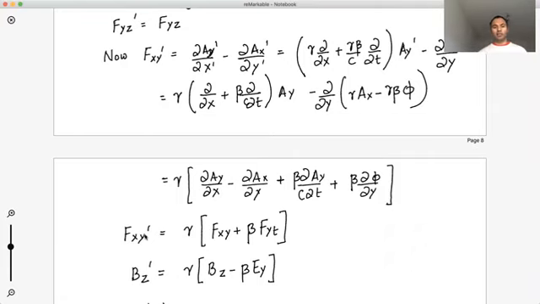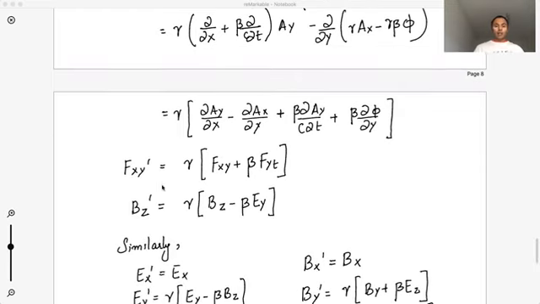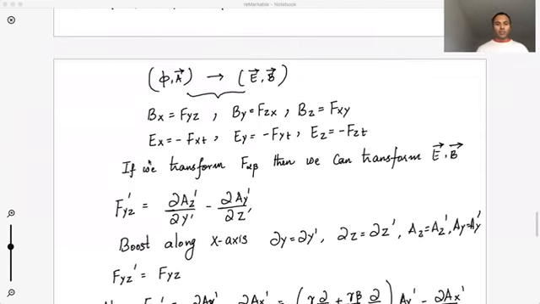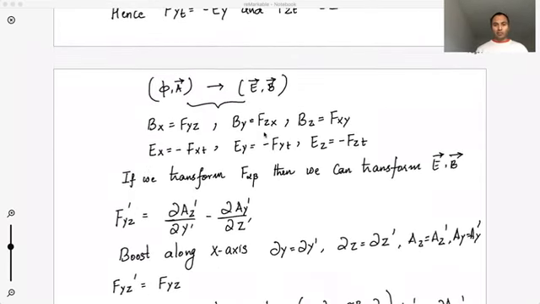So f of xy prime, which we are trying to evaluate, is going to be its Lorentz transformation. It's going to be gamma times f of xy plus beta times f of yt, okay? So all of these are just coming from these partial derivatives here, right? What does it mean? F of xy prime is bz prime, if you remember. Here, f of xy prime was bz prime, right?